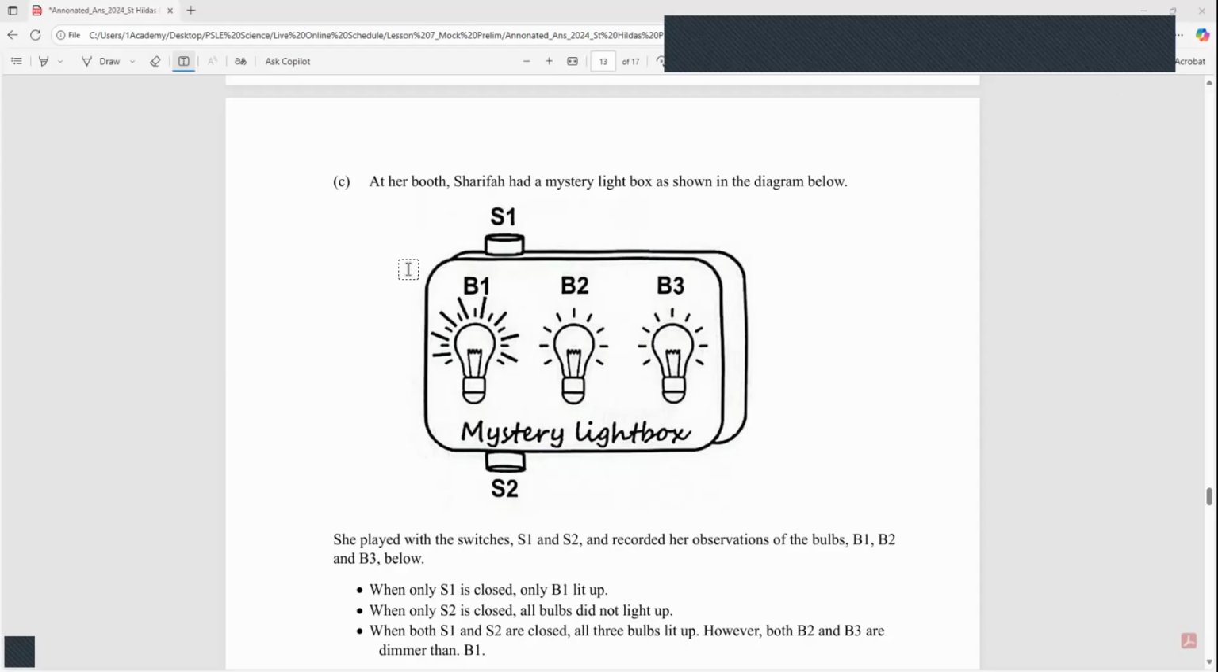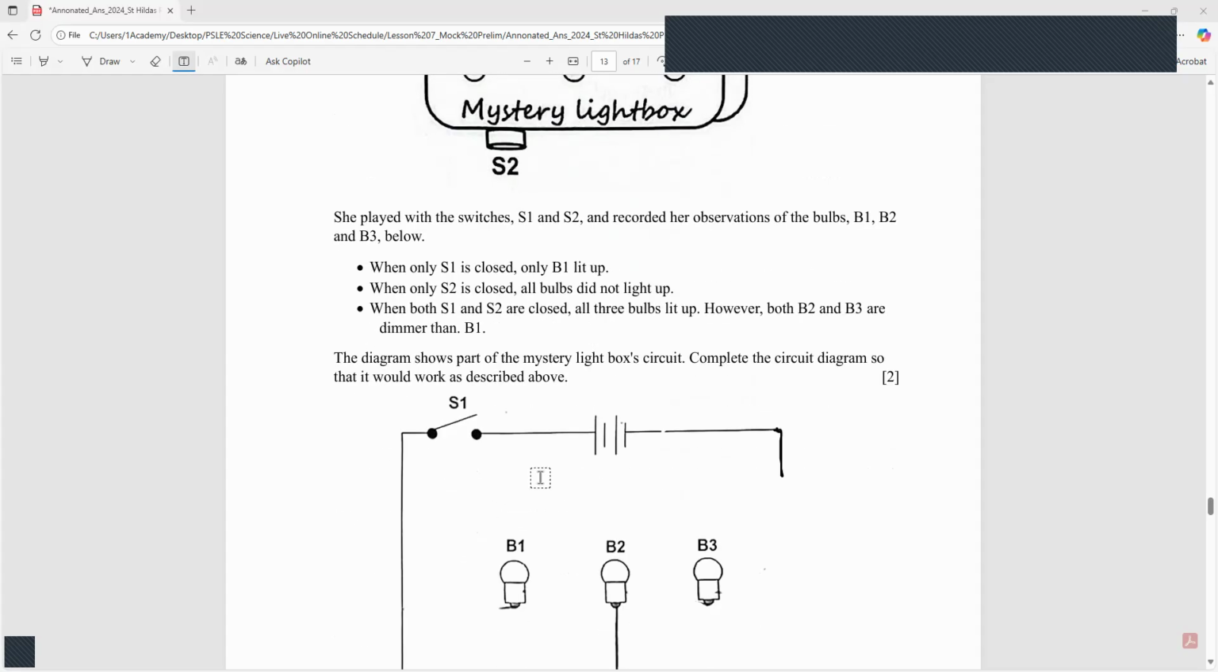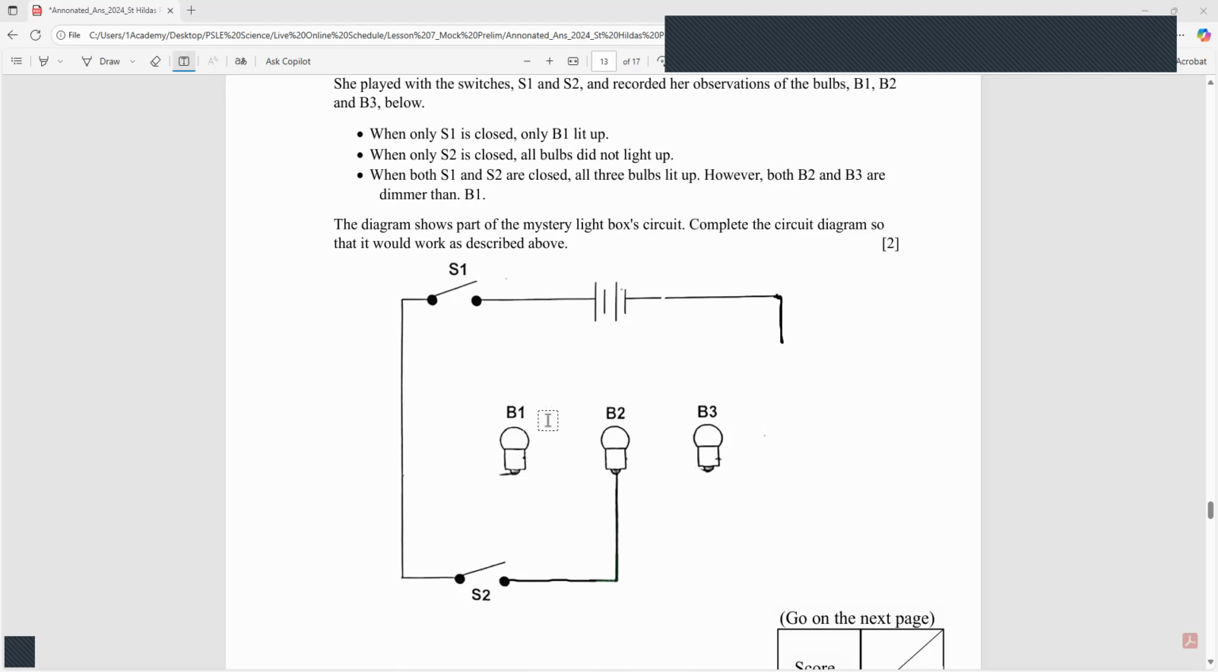Okay, here at her booth, Sharifa had a mystery light box as shown. She played with the switches S1 and S2, these two switches, and recorded her observation as below. You're supposed to connect this part so that when S1 is closed, B1 lights up only. When S2 is closed, all the bulbs do not light up. When you close both, all three bulbs light up. However, B2 and B3 are dimmer. B2 and B3 being dimmer is a hint that they are connected in series.